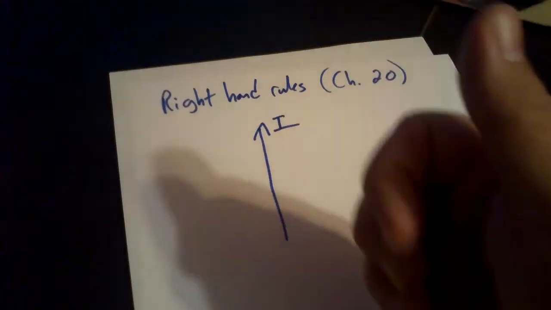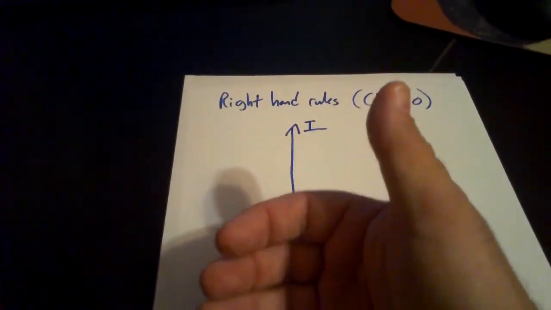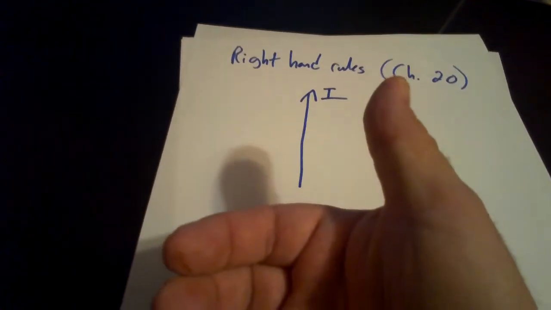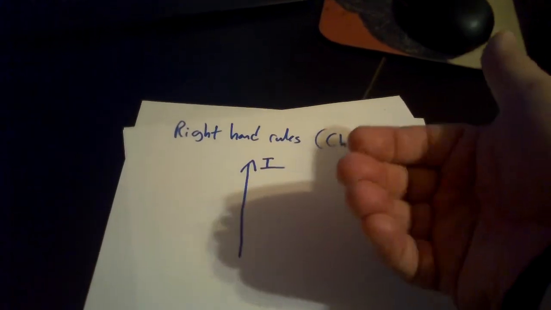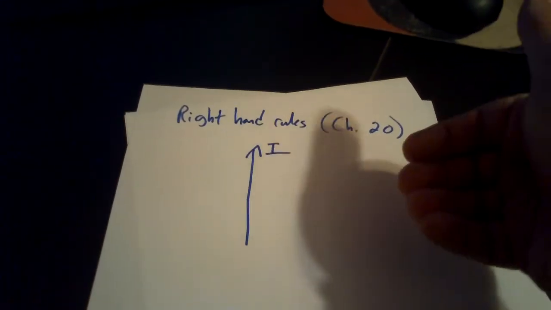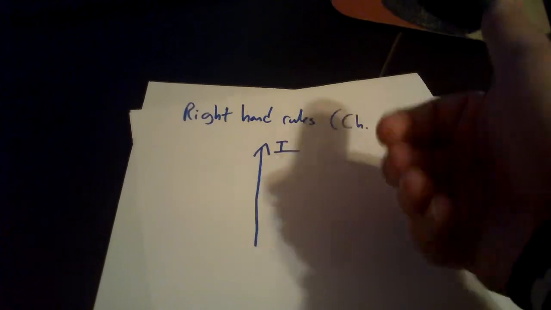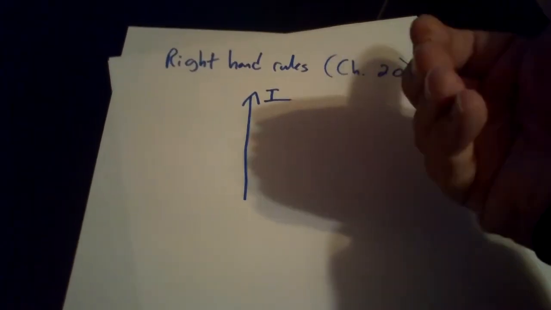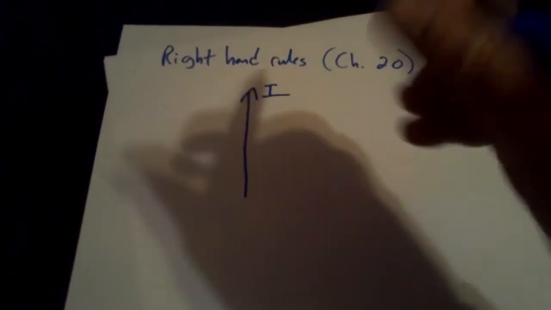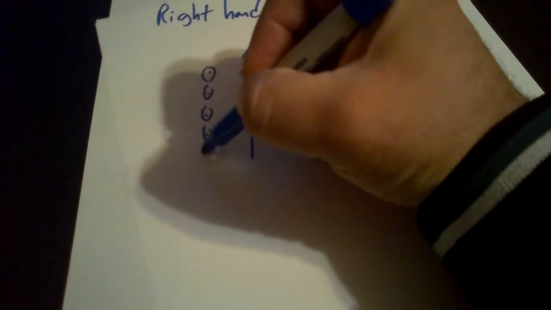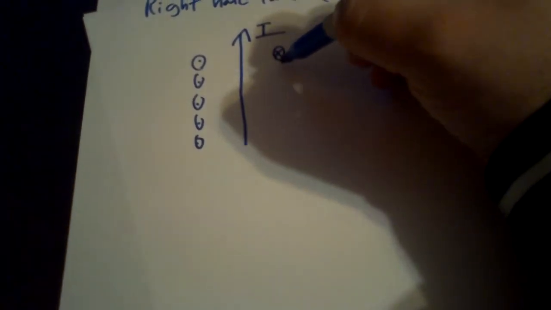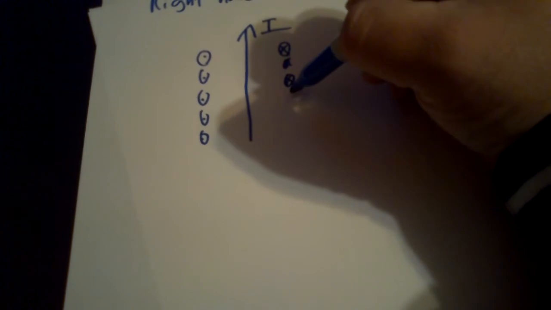So the way you do this one is you simply point your thumb in the direction of the current, and then rotate your fingers around. Whichever direction they're going, as long as your thumb is pointed in the direction of the current, that will be the direction of the magnetic field. So when the current is flowing upward here, since your hand wraps around the line, the field will be coming towards you on this side, and it will be going away from you on the other.